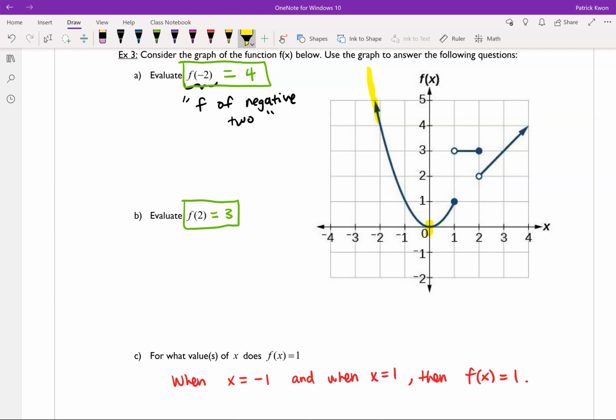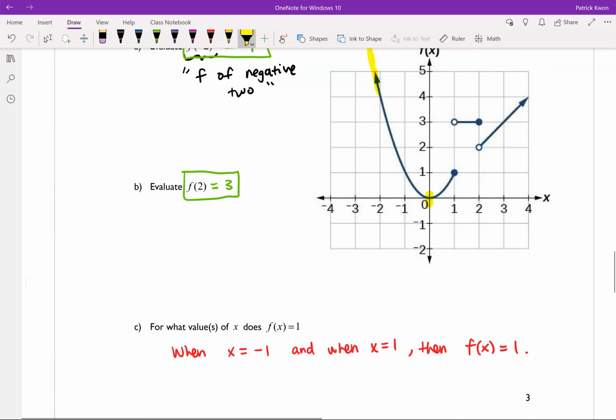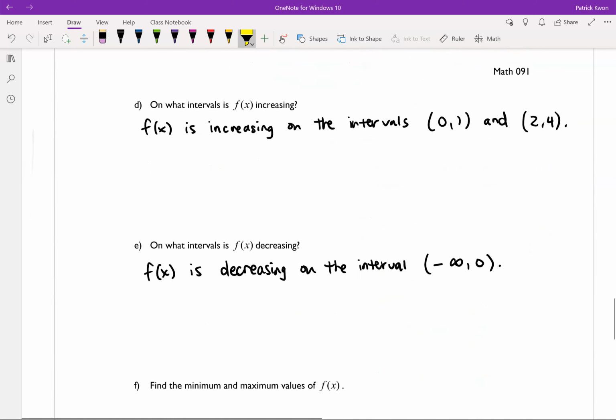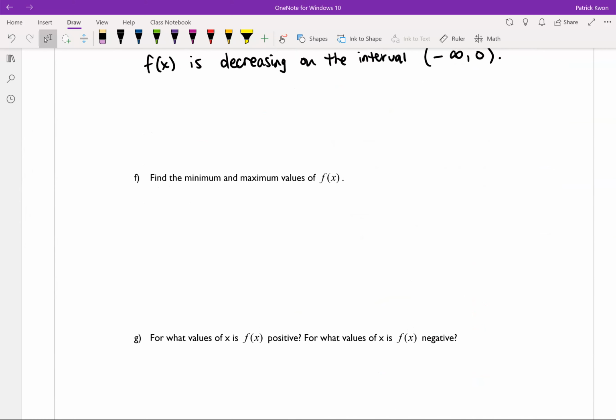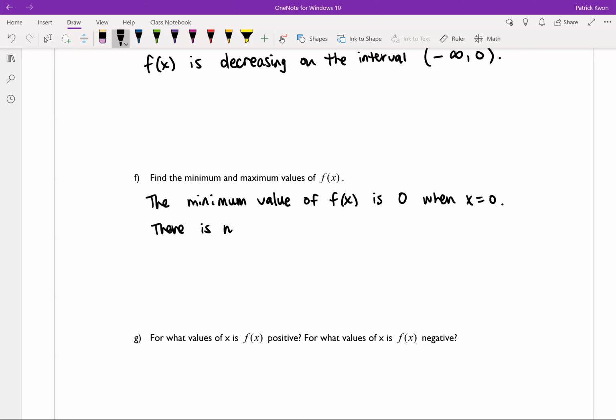So let's think about how we're going to write our answer for that one. So the minimum value of f of x is 0 when x equals 0. There is no maximum value.